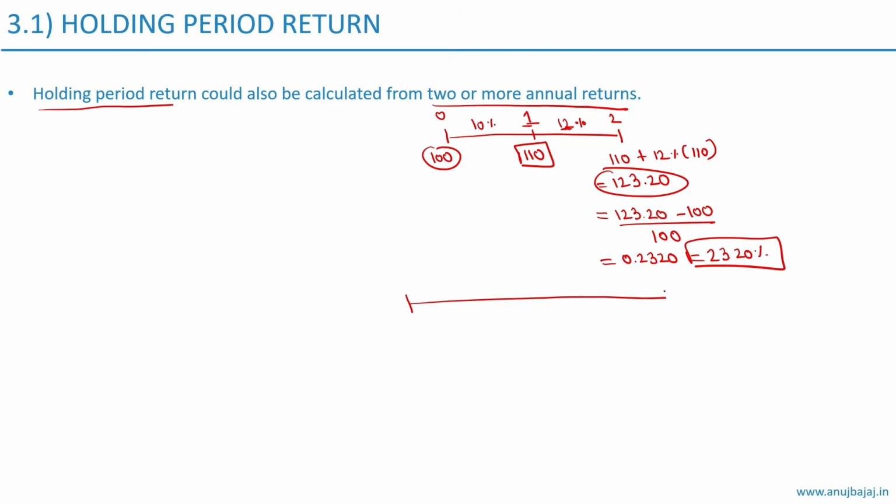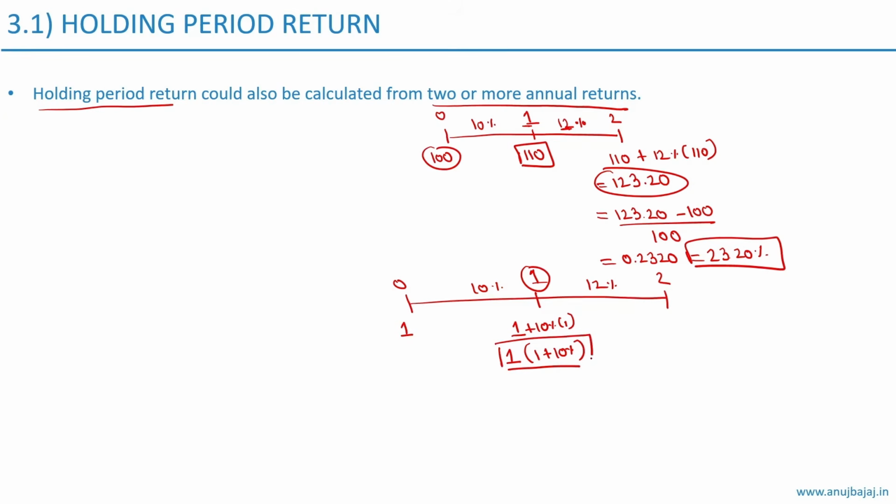Now let us see if we can derive a formula for this. Continuing with the same example, he earned a return of 10% and then 12%. Now suppose instead of investing $100, he invested just $1. So the value at the end of year 1 will be 1 plus 10% of $1. This is your interest. I can also write this as 1, taking 1 as common, in bracket 1 plus 10%. I hope you get this. So this is the value at the end of year 1.